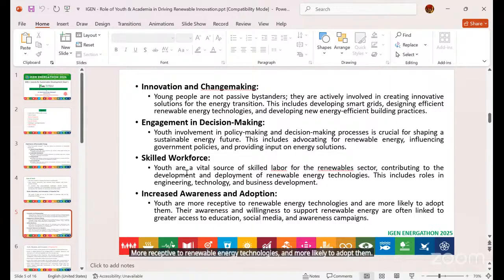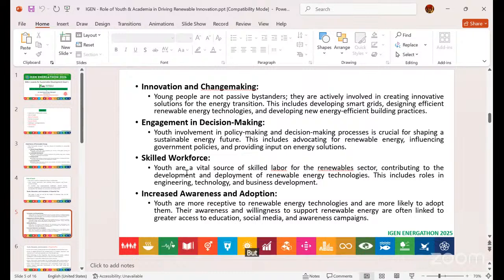Not only that, their awareness and willingness to support renewable energy are often linked to greater access to education, as well as social media and awareness campaigns. I use the word here because initially I was telling them not to take part in social media.